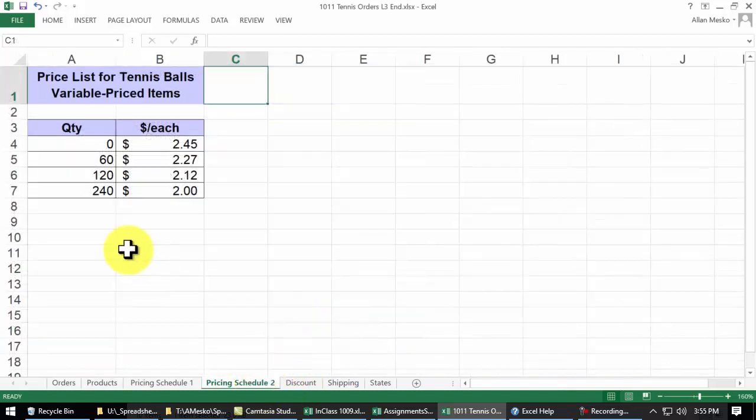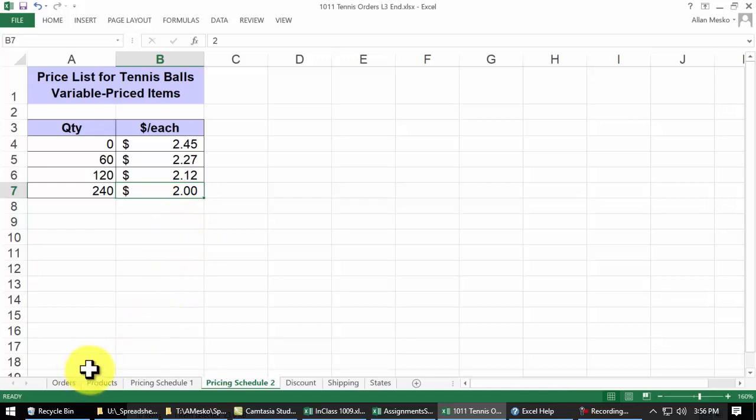And this pricing schedule would be a true lookup from a VLOOKUP and say if you order at least 60, you're going to get this price instead of that price. If you order 120, you're going to get this price. But if you order 240 or more, you're going to get this unit price. So we want that to be automatic.